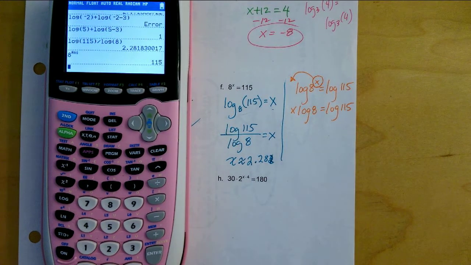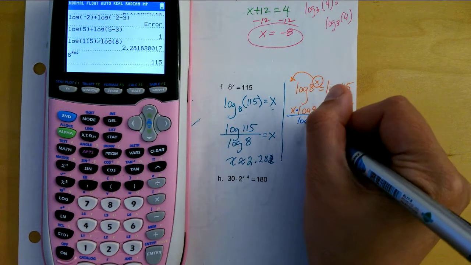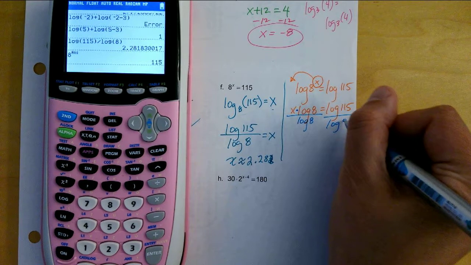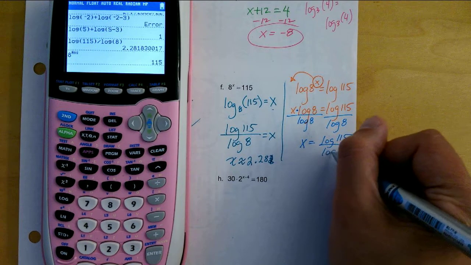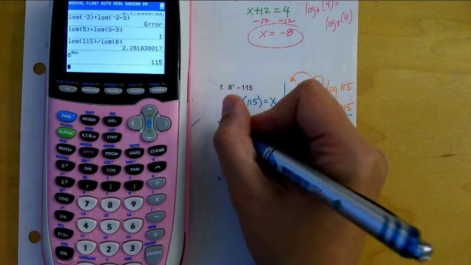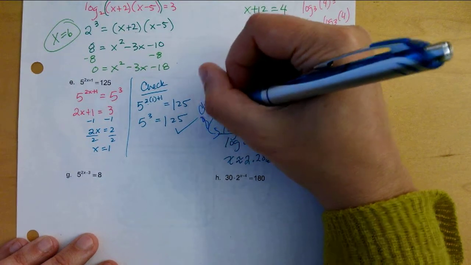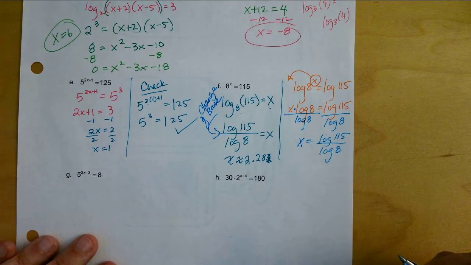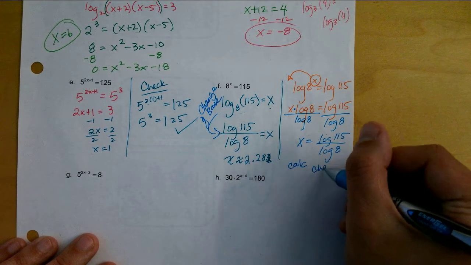How do I get x by itself? These are just multiplied, so if I divide by log of 8, I get x equals log of 115 divided by log of 8. And that's the exact same thing I got when I did the change of base. That's basically proving the change of base right there. This one right here was change of base. That was the formula we went over for those of you who don't have the log base in your calculator. Okay, and I did a calculator check.